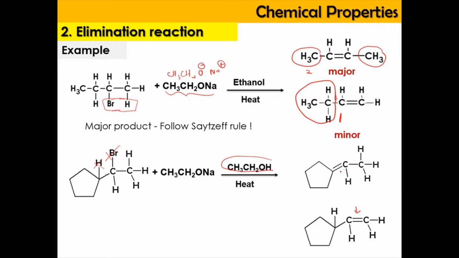So we're going to follow the Saytzeff rule again in order to determine the major product. This is going to be our major product because the carbon-carbon double bond is attached with 1, 2 and 3 alkyl groups, so it is a 3-substituted alkene. However, here, it's attached with only 1 alkyl group. So this is our major product, and the one below is the minor product. It is a similar step to the one you have learned in the chapter on alkene.